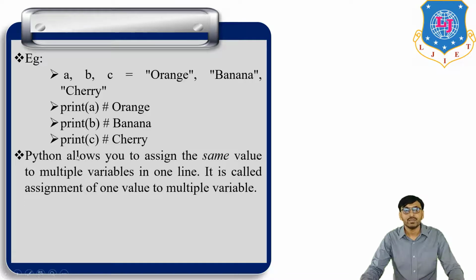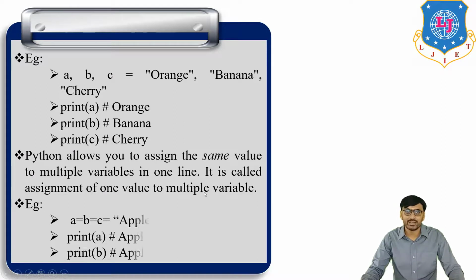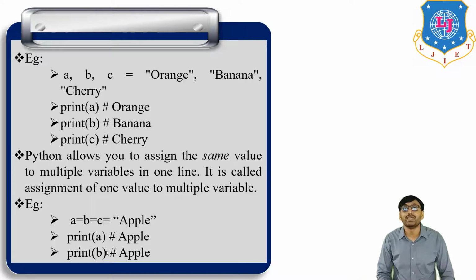Then Python allows you to assign the same value to multiple variables in one line. It is called assignment of one value to multiple variables. For example, A, B and C, that is apple. So if we print out A, we get apple. If we print out B, output is apple. If we print out C, output is apple. It means the same value to multiple variables. A, B and C are multiple variables that contain the same value apple.